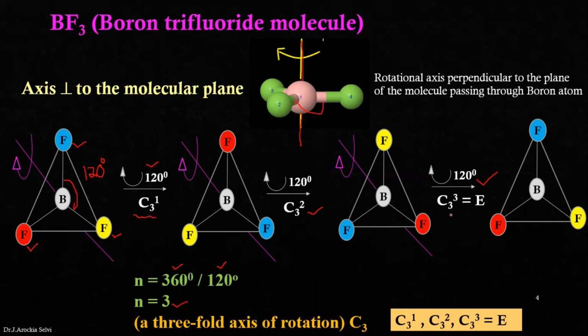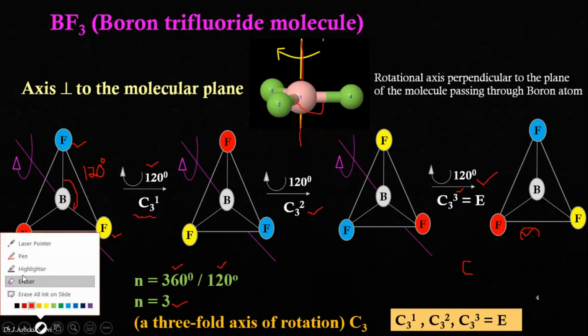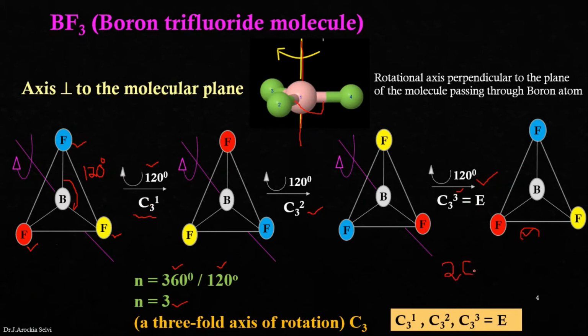The second time C32, third time C33. But it is giving rise to the equivalent configuration, exactly the same as the original configuration, the initial one. So C33 is equivalent to the identity operation. So in BF3, we have three C2s, and two C3s, that is distinct C31 and C32, and one more symmetry element, that is identity. That is through rotation through 360 degree, then we get this identity element.